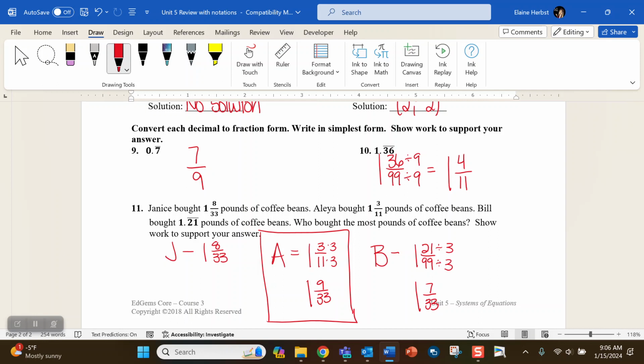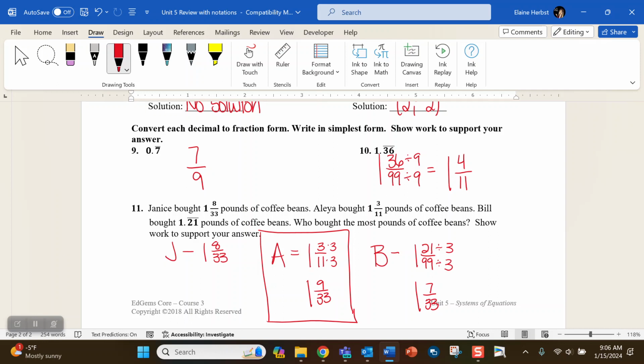So we're going to put them all into mixed numbers. Janice, we leave 1 and 8/33. Aaliyah is 1 and 3/11ths. Unless our denominators are the same, we can't compare those either. So you can see I went ahead and multiplied Aaliyah's top and bottom of her fraction by 3 so that it could be in 33rds. So she purchased 1 and 9/33.